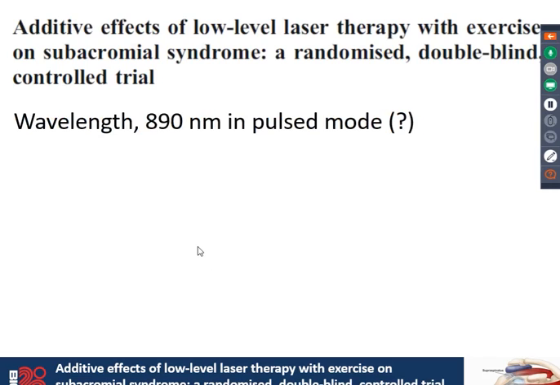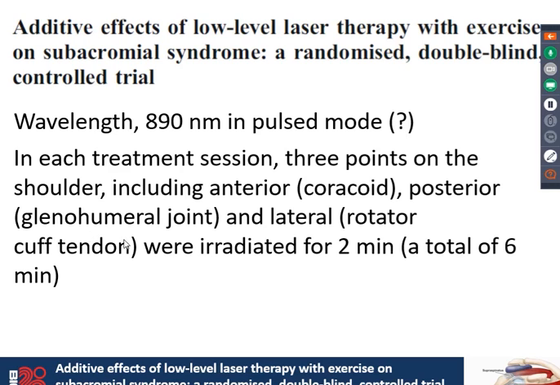They used 890 nanometers. That's getting a little high, but still I think would be effective. It certainly will go deep, or relatively deep. They mentioned something about a pulse mode, but they didn't actually say what the pulses were, so I have no idea. In each of the treatment sessions, they chose 3 points, including anterior around the coracoid process and posterior over the GH joint and laterally over the actual rotator cuff tendon.